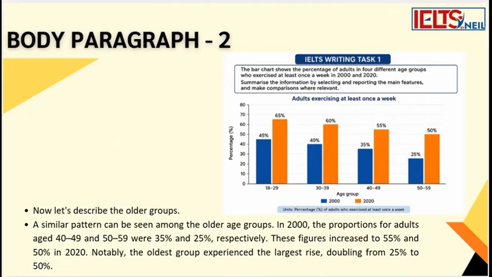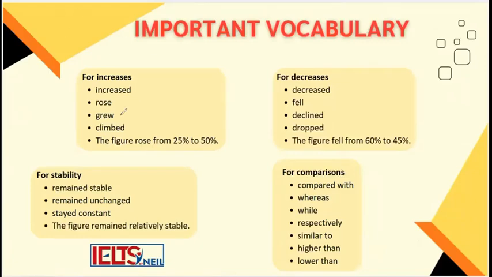Now, the next thing I want to tell you guys is the essential vocabulary for writing task one. If you can have a look, if you want to write something increasing, you can say increase, rose, grew, climb. Same for the decreasing, similarly for stability and for comparison. You can take a screenshot of this, please.